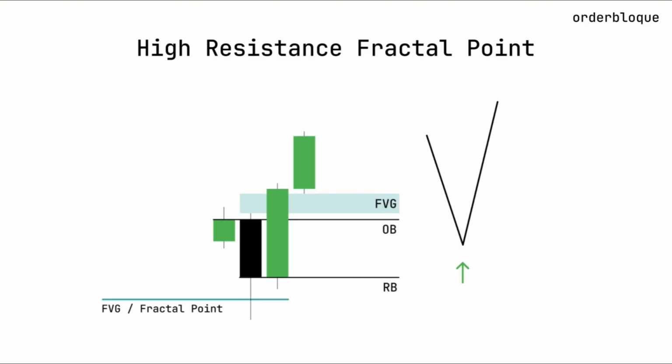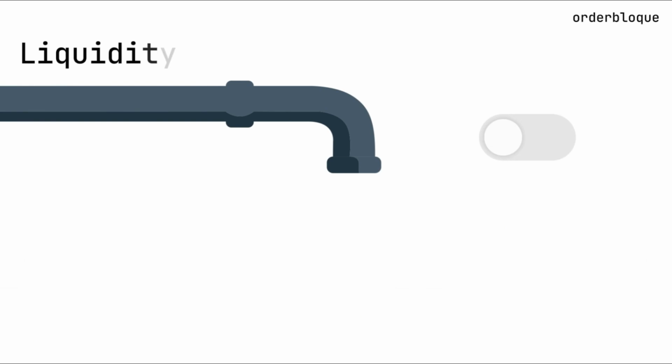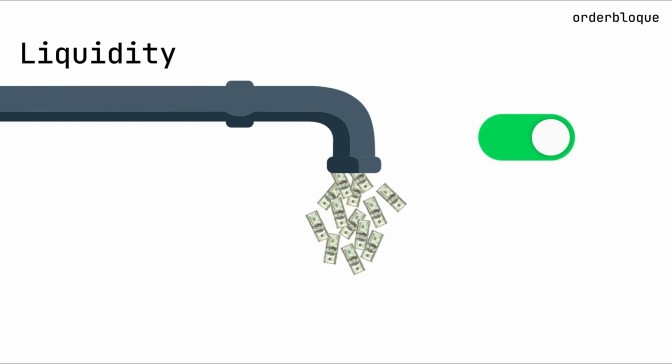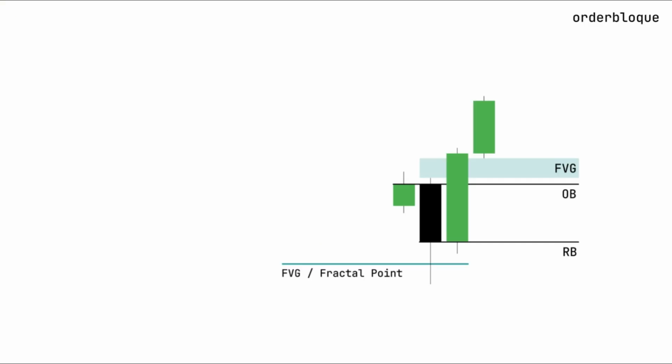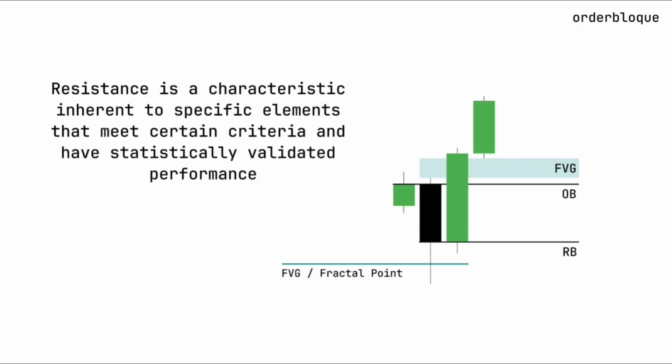Some might say that I've simply renamed the term high resistance liquidity, and that it's essentially the same concept. However, I personally believe that this term is incorrect from a logical standpoint, and those who use it don't fully understand what they're talking about. Let me explain why. Liquidity in itself either exists or it doesn't. We cannot identify any characteristics that would indicate its resistance. We can only speculate on where it might be located on the chart. Therefore, resistance is a characteristic inherent to specific elements that meet certain criteria and have statistically validated performance, as I've just demonstrated.